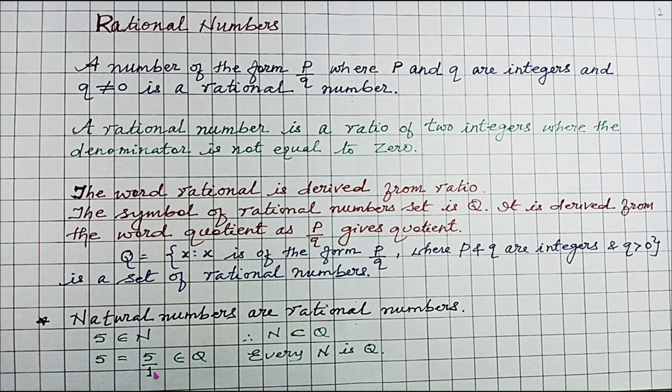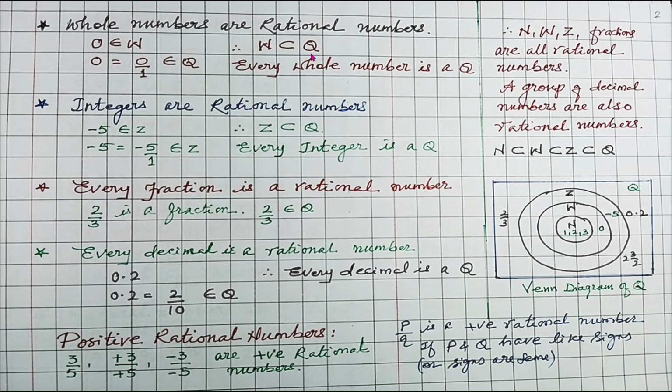5 can be written as 5 by 1, and therefore 5 being a natural number, it is also a rational number. That means all natural numbers are rational numbers. So please remember, the whole numbers are also rational numbers. 0 is a whole number, but 0 can be written as 0 by 1, and therefore every whole number is a rational number. Similarly, integers are rational numbers, because minus 5 is an integer.